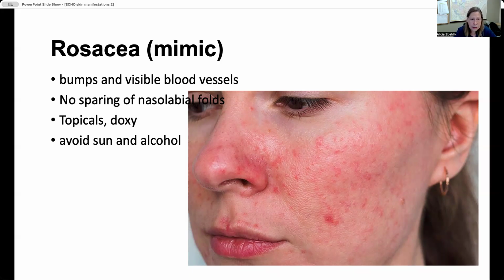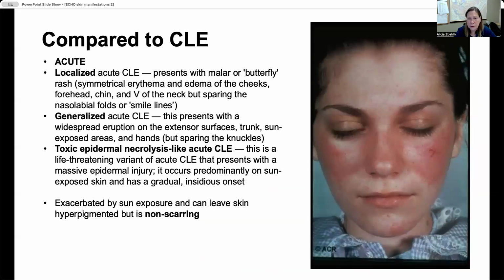So next slide, please. And I'm just going to compare it to cutaneous lupus. And there's several different versions of cutaneous lupus. And this is an acute version. And this is more of that malar butterfly rash that people get. This is a classic picture from the ACR, the American College of Rheumatology, that's on our boards.